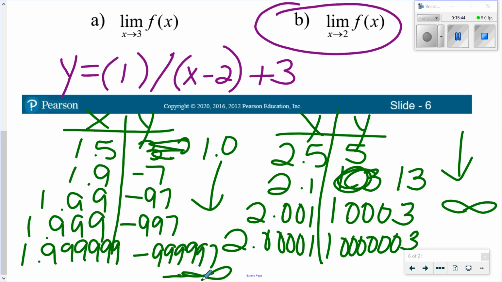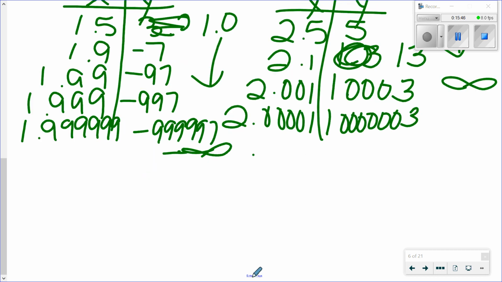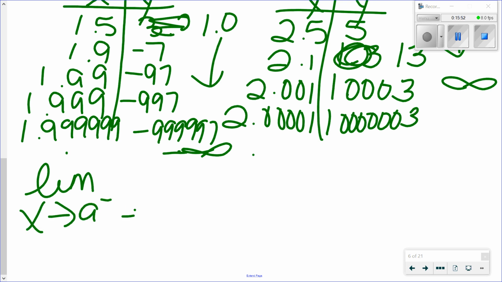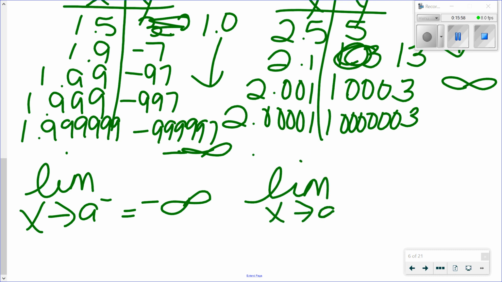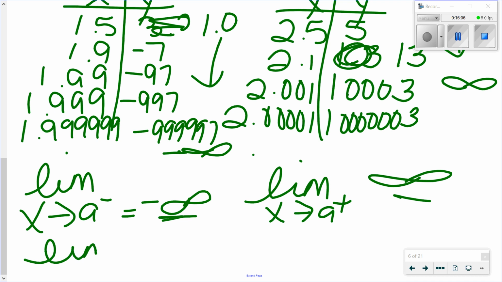Okay, so the limit as x approaches a from the left is negative infinity. The limit as x approaches a from the right is infinity. Now, since negative infinity and positive infinity are not the same thing, the overall limit as x approaches a does not exist.